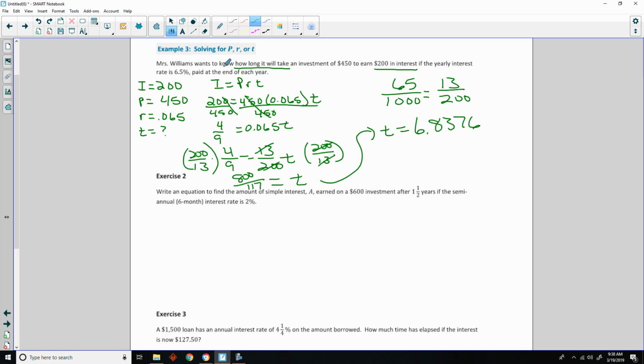So it says, Miss Williams wants to know how long it will take an investment of $450 to earn $200 annually, paid each year. So 6 years is not enough. 6.8 years. So it will take 7 years.